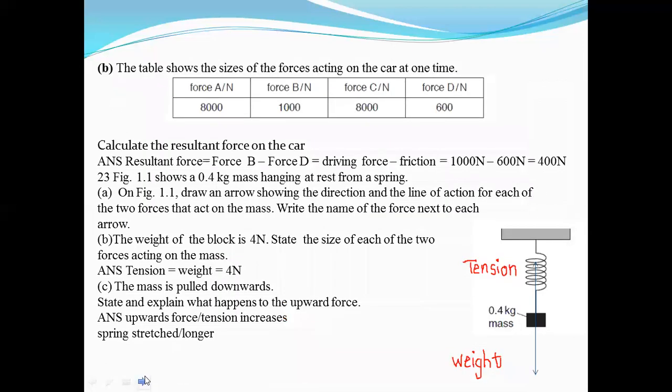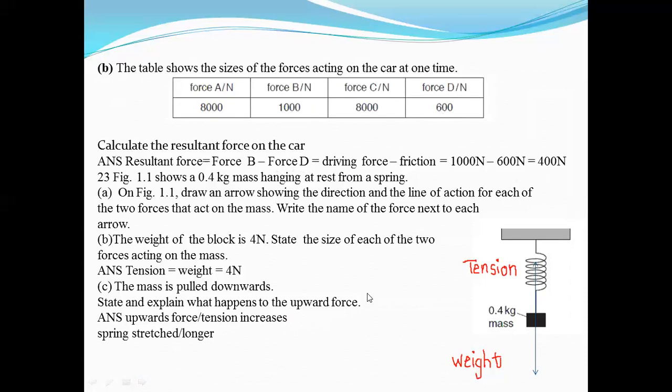Next part, part B, the table shows the sizes of the forces acting on the car at one point. Calculate the resultant force on the car. Resultant force will be equivalent to force B minus force D. They are the two horizontal forces. Force B is the driving force acting in the forward direction. Force D is the air resistance and friction acting in the backward direction. Value of driving force is given. Force B is 1000. Value of force of friction is also given. It is the force D 600. 1000 minus 600 becomes 400 Newton.